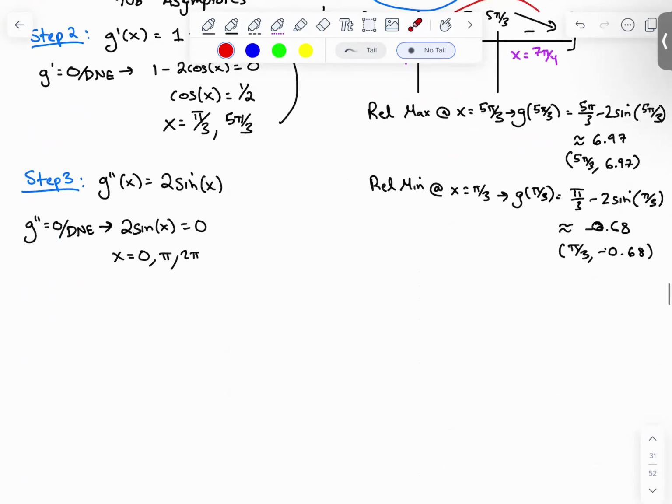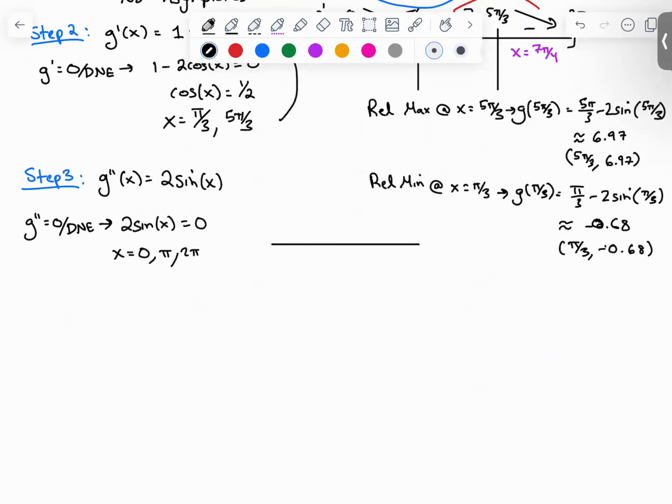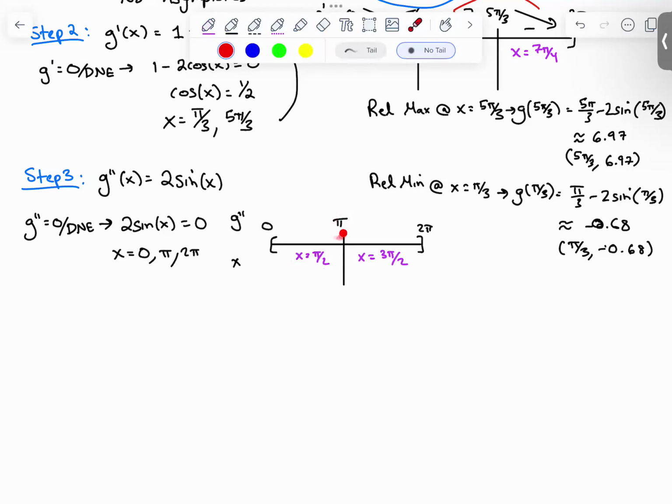So we'll write a sign chart: 0, 2 pi, and then right dead in the center, or as center as we can be, pi. And then g double prime up top, x down bottom. Let's just pick x equals pi over 2 and x equals 3 pi over 2. But once again, you can pick whatever you want. You could pick 1 over here because this is roughly 3.14 and put 4 over here because this is 6.28-ish.